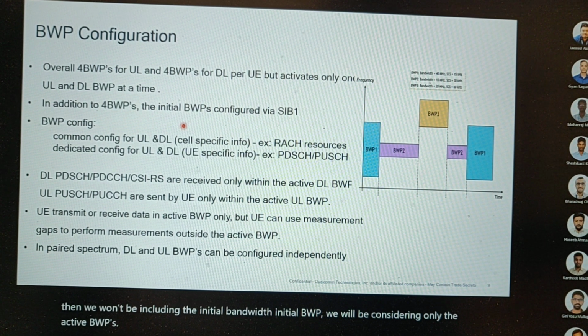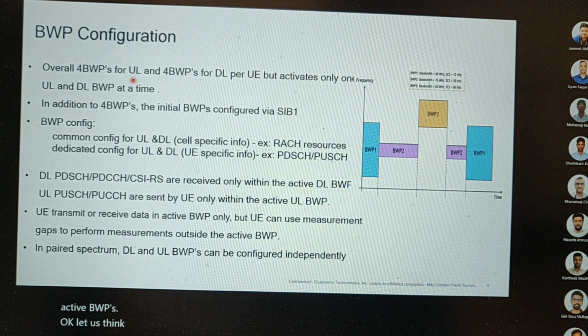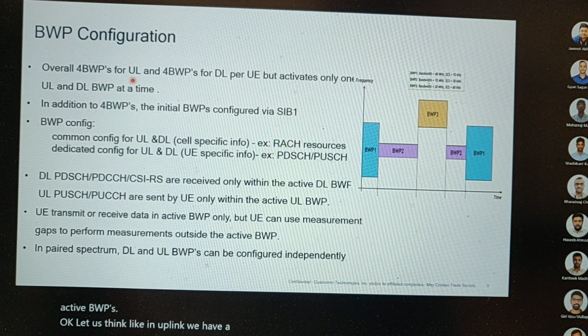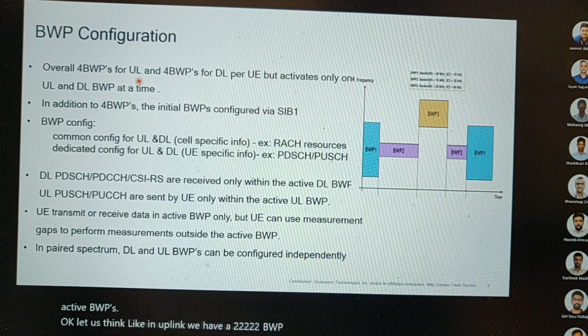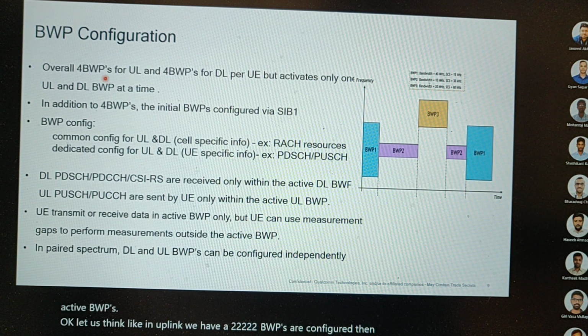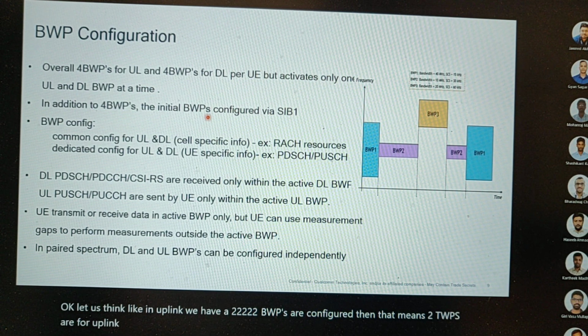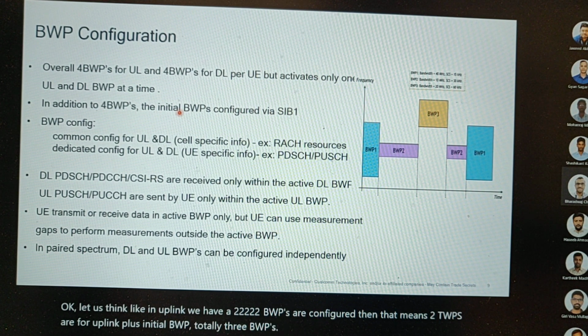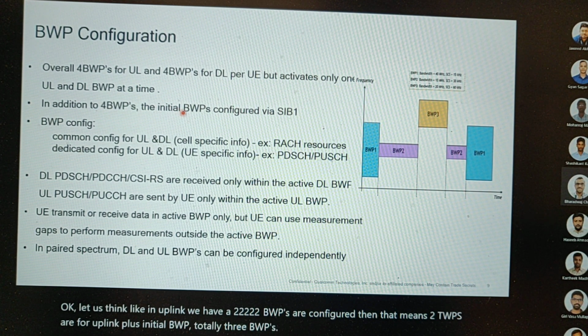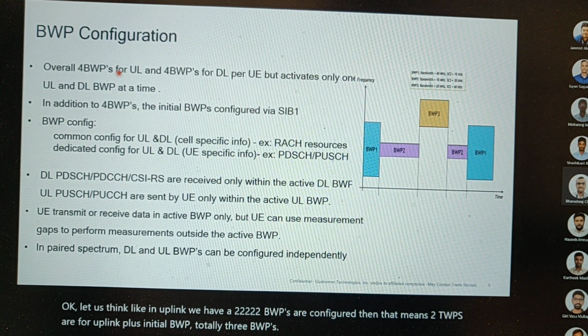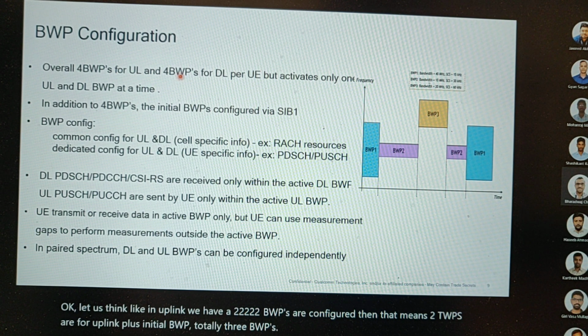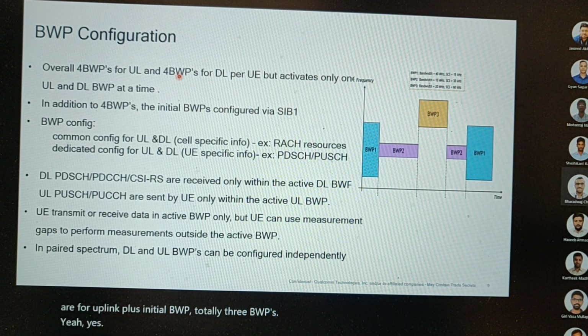Okay, let us think like in uplink we have two BWPs configured. Then that means two BWPs are for uplink plus initial BWP, totally 3 BWPs. Yeah, that's what. Okay, so initial BWP shall not be counted when we talk 2 BWPs or 4 BWPs, is it? Yes. So totally initial plus 4 is what can be done. Okay.